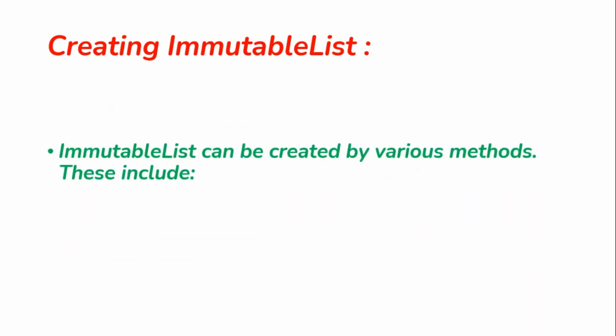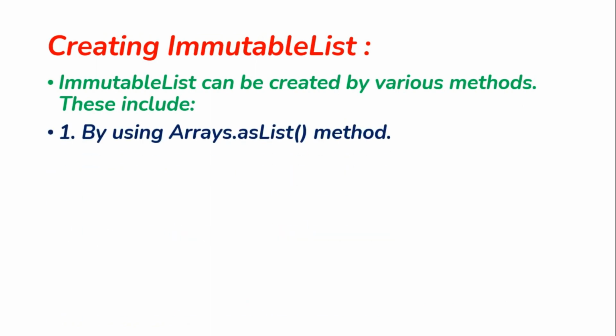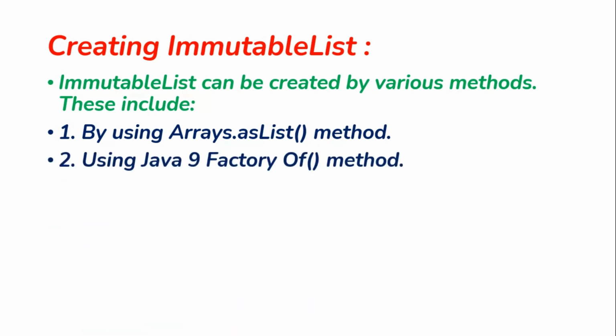So then we will discuss how to create an immutable list. An immutable list can be created by various methods. This includes using the Arrays.asList method. If we create a list with the help of the asList method of the Arrays class, then it will create an immutable list.